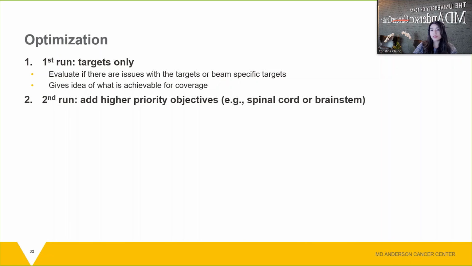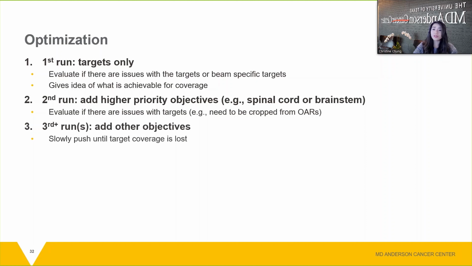The second run, I start to build the objectives on the higher priority constraints, such as the spinal cord or the brainstem. Since these constraints must be met, this will give me time to evaluate if the targets need to be adjusted to meet them, such as cropping the PCTVs further away from them.